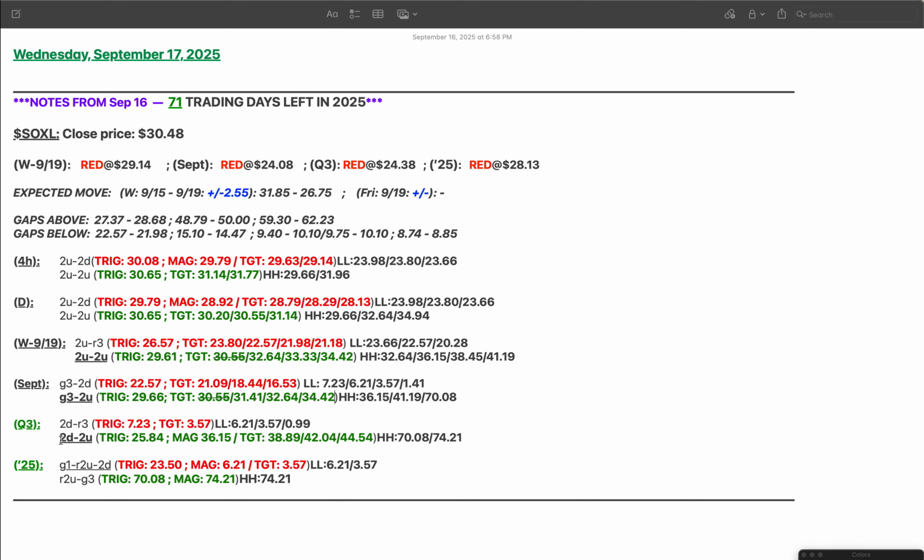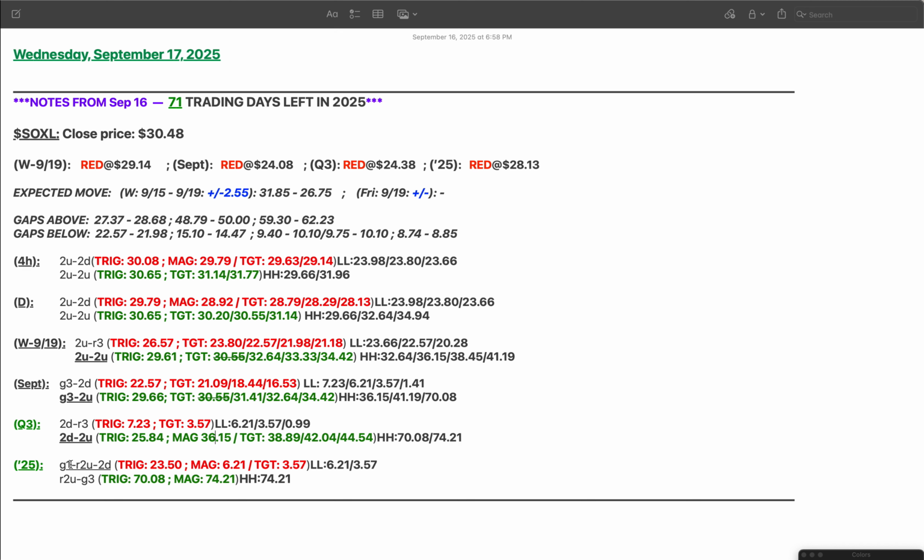Right, and then again, from the quarter perspective, we've gone 2 down, 2 up. We're still in force. That triggered at 25.84, and we're looking for 36.15. So still a ways to go on the quarter. It doesn't have to happen this quarter. It can still happen next quarter. That's just what the magnitude of the move would bring us to.